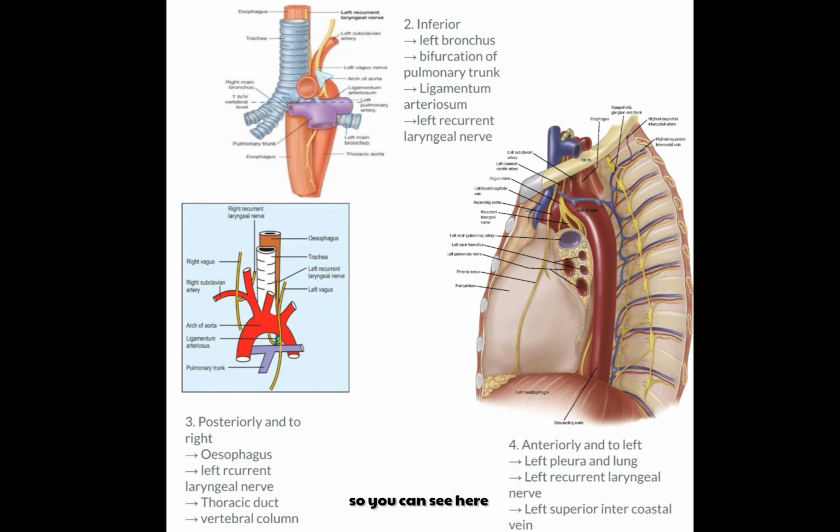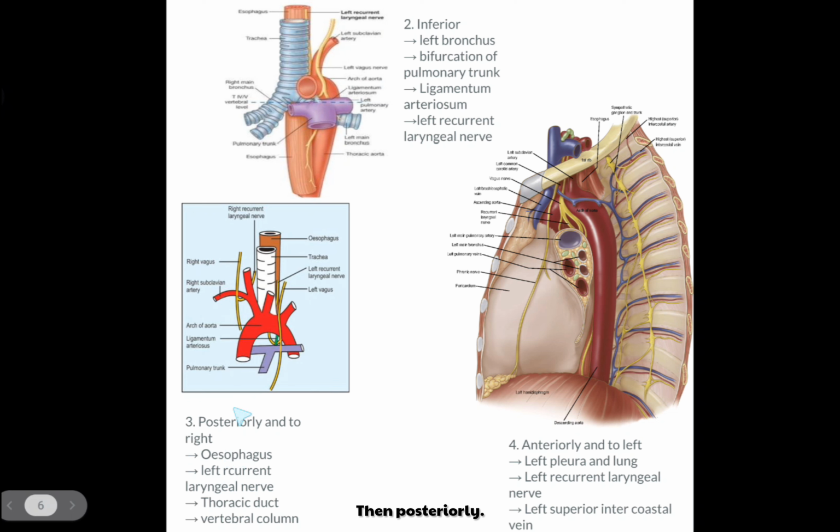Okay, now moving on, the inferiorly located relations. You can see here, this is the left bronchus. This is the bifurcation of pulmonary trunk. This is the ligamentum arteriosum. So what is ligamentum arteriosum? That is a remnant of ductus arteriosus, which is a fetal blood vessel. And also there is left recurrent laryngeal nerve. So these are the inferiorly located structures.